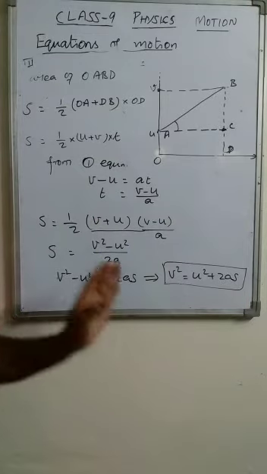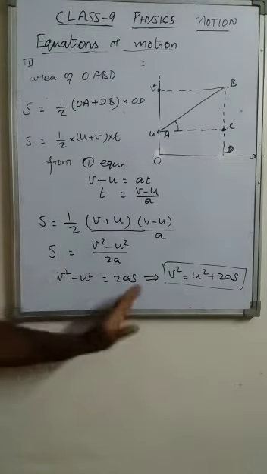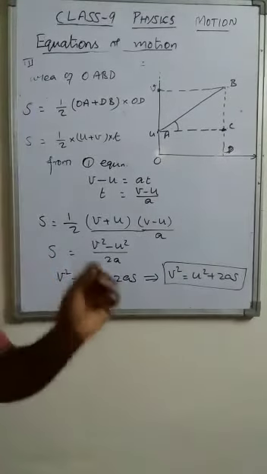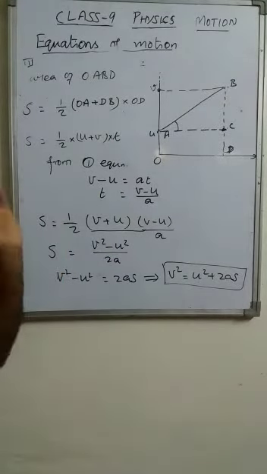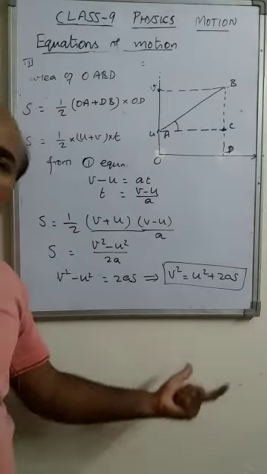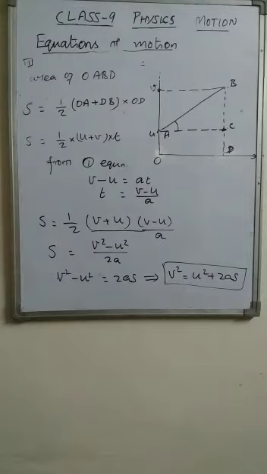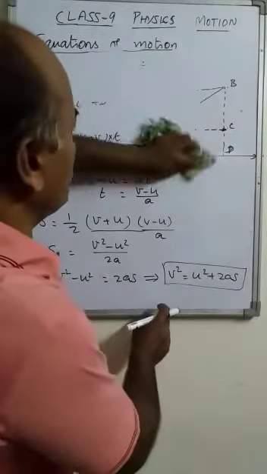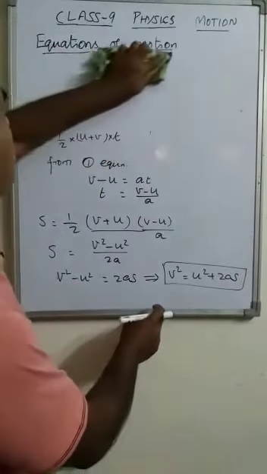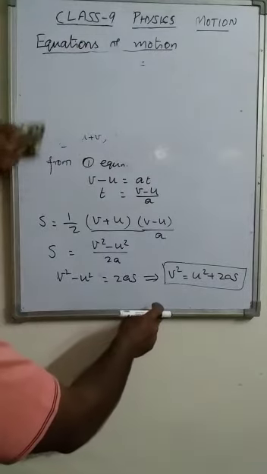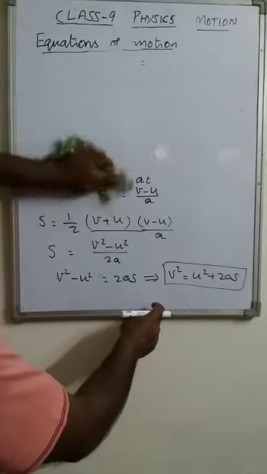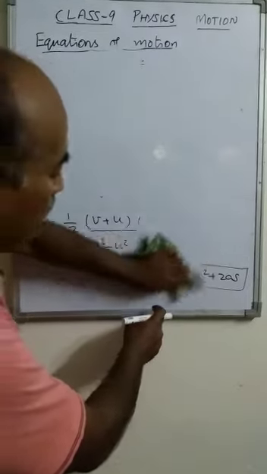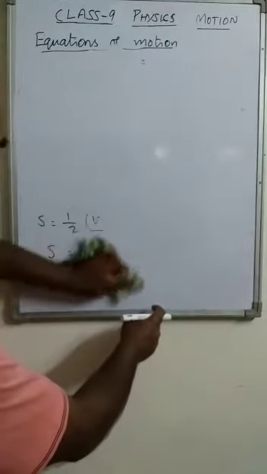V equal to U plus AT, S is equal to UT plus half AT square, V square is equal to U square plus 2AS. These three derivations are very important in the motion chapter, and the equations of motion are also very important in the motion chapter. By using these three equations, we will solve many numericals. We must solve many numericals. It is not a choice. You must know how to use these equations of motion.